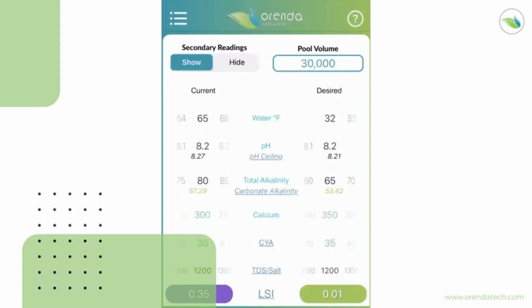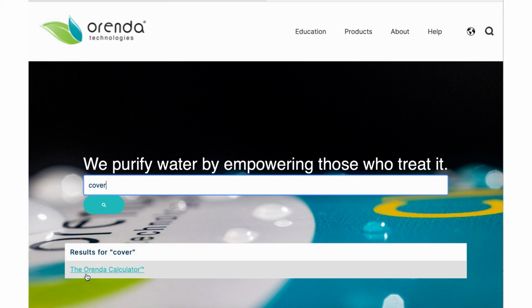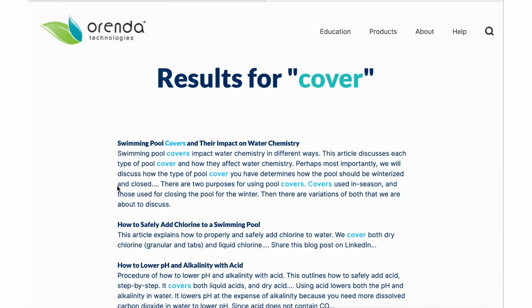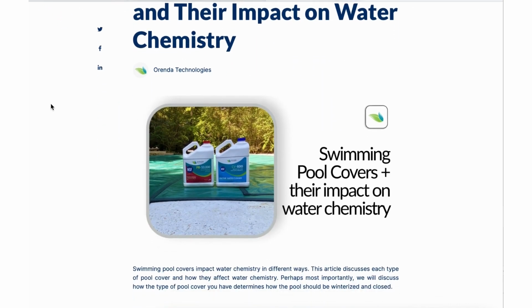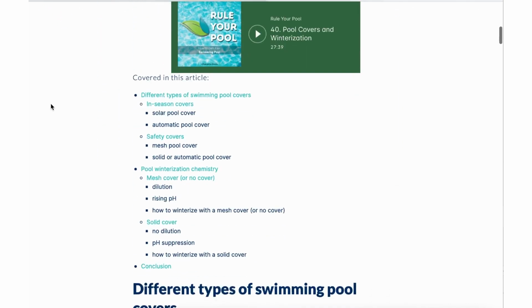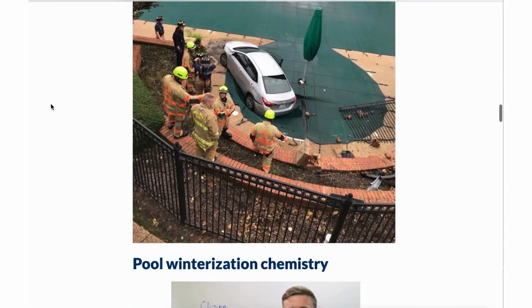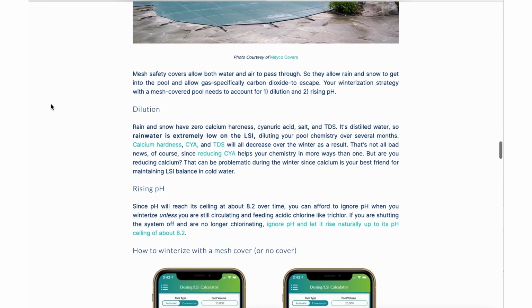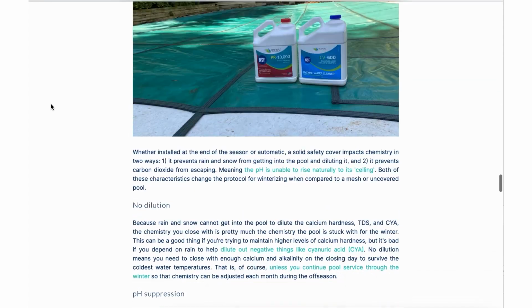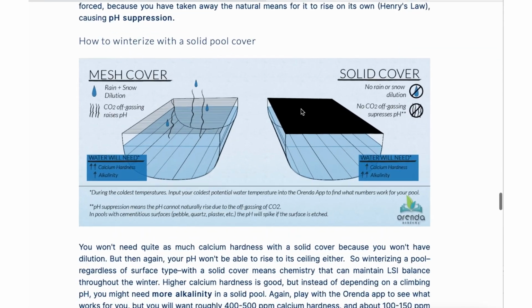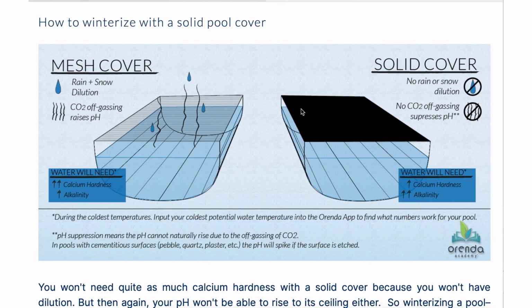See, we have to put some of our own experience and apply it to this calculator. Again, the calculator is just a computer. We know that the type of cover matters a lot for winterization. If you have a mesh cover, 350 calcium to winterize is not nearly enough because of dilution. Rain and snow have 0 calcium. So you're not going to have 350 calcium for very long, are you, Jared? No, it'll probably be diluted out pretty well by the time you get to January 28th.